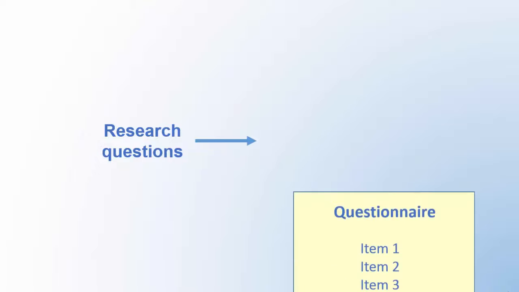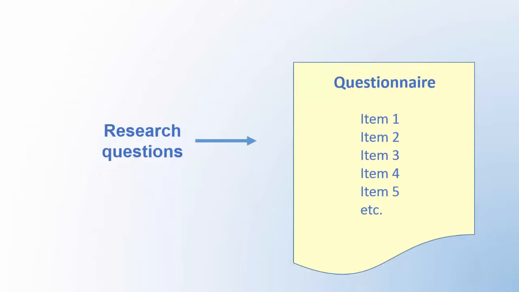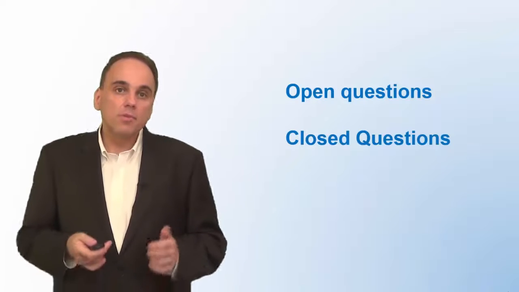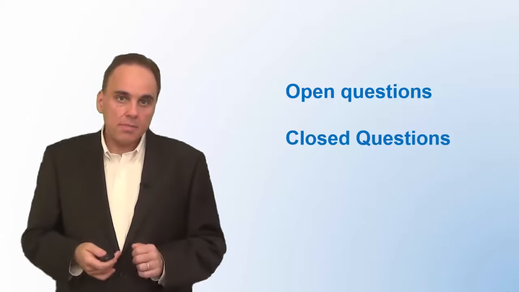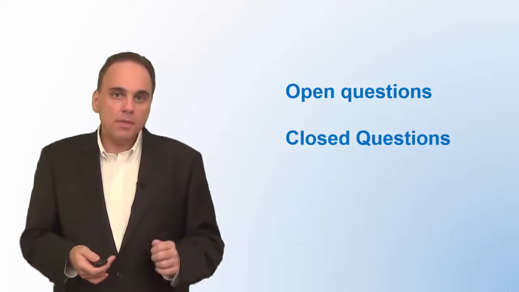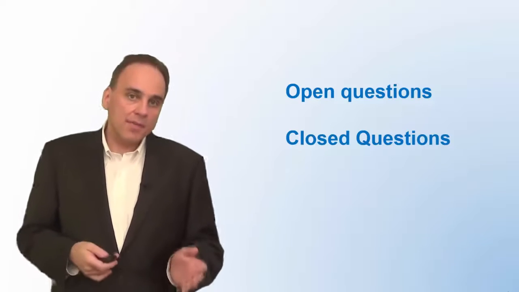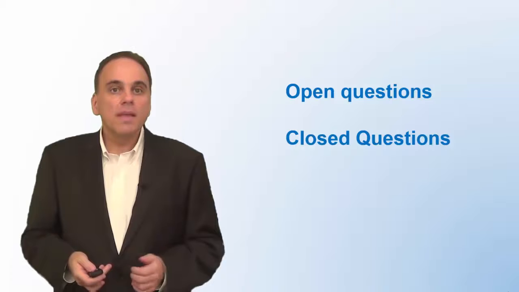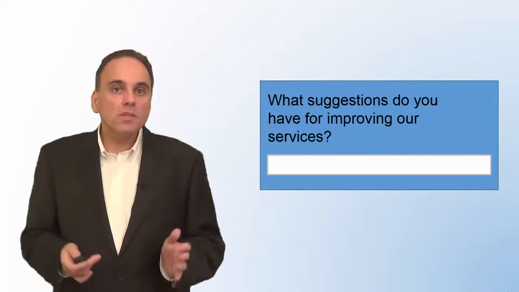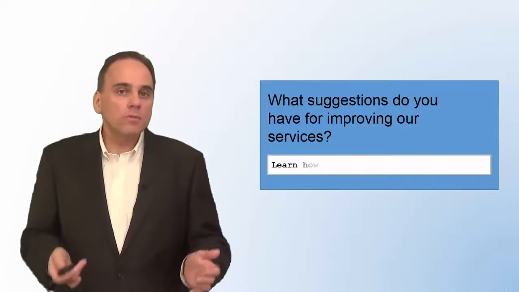Next, you need to translate your research questions into items that will appear on the questionnaire. These items are the questions you want your survey respondents to answer. There are 2 broad categories of items to use in a survey: open-ended questions and closed-ended questions. An open question is a question a respondent can answer in his or her own words. Here's an example. What suggestions do you have for improving our services?